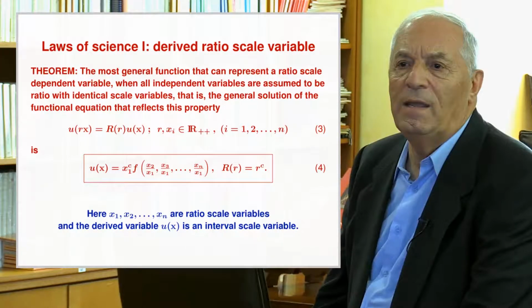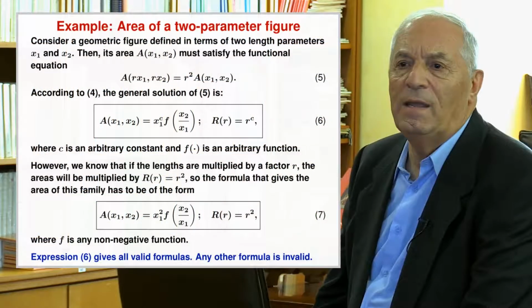In this case, we have the following theorem. The most general function that can represent a ratio scale dependent variable when all independent variables are assumed to be ratio with identical scale variables, that is, the general solution of the functional equation 3 that reflects this property, is 4. Note that here x1, x2, xn are ratio scale variables and the secondary variable u is an interval scale variable. A first and interesting example is the case of the area of a two-parameter geometric figure.